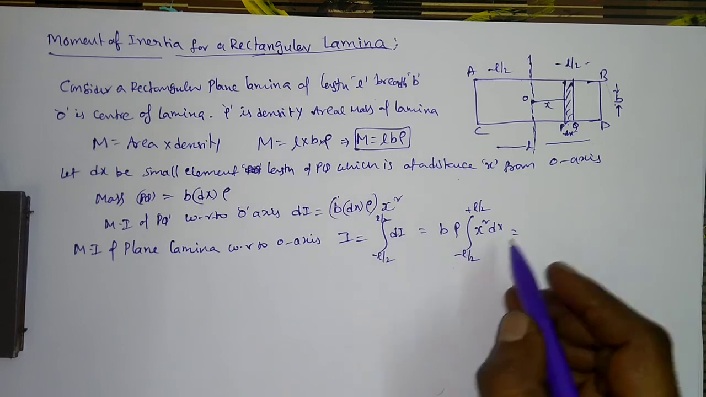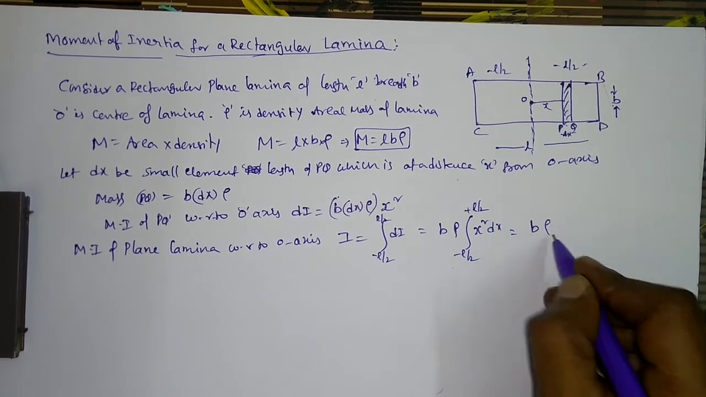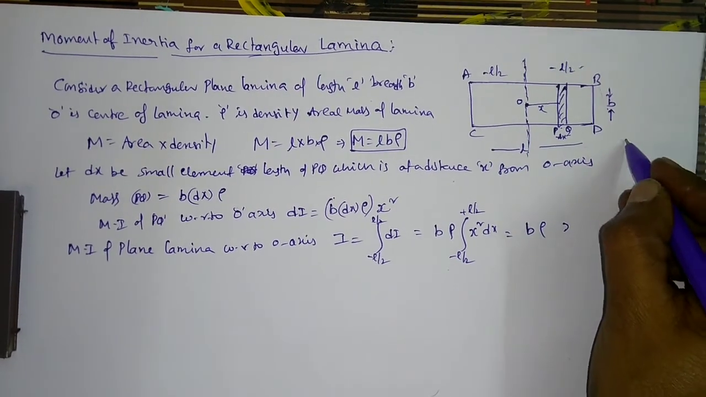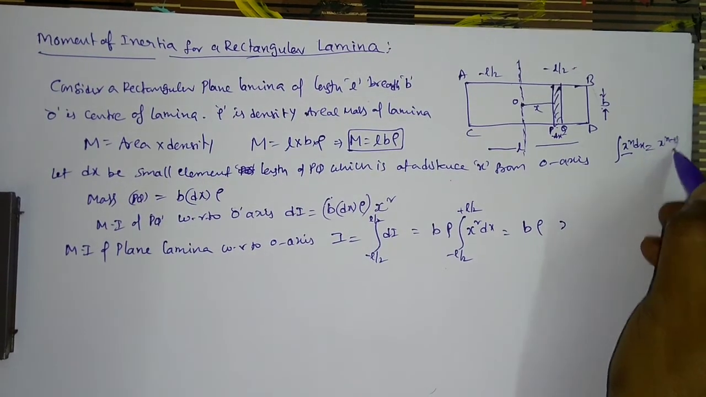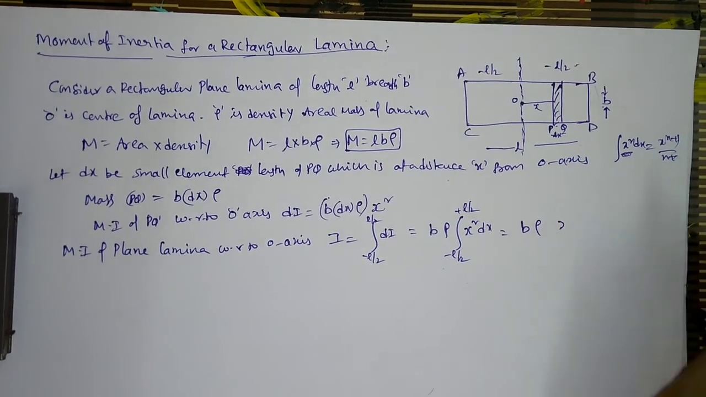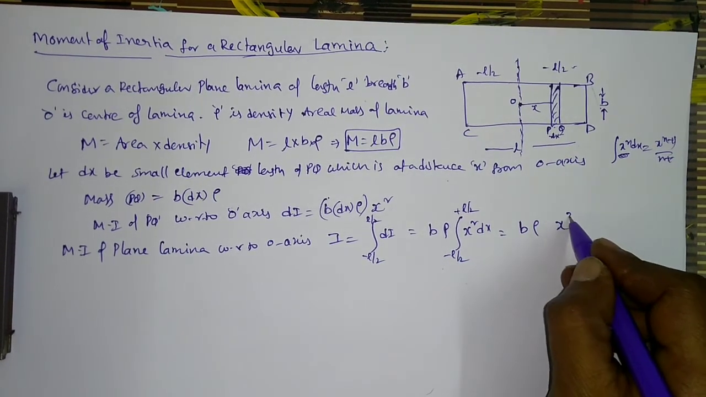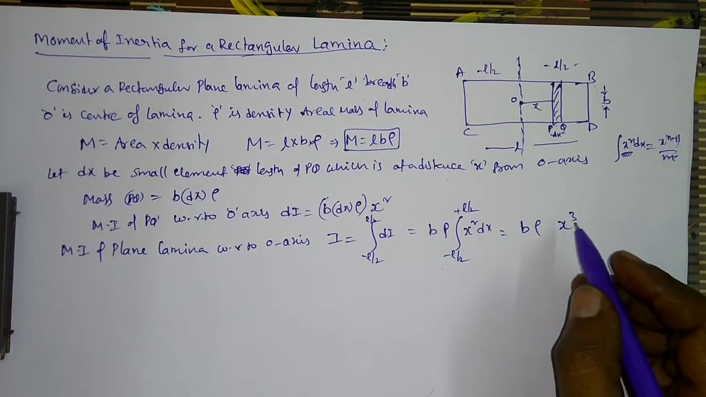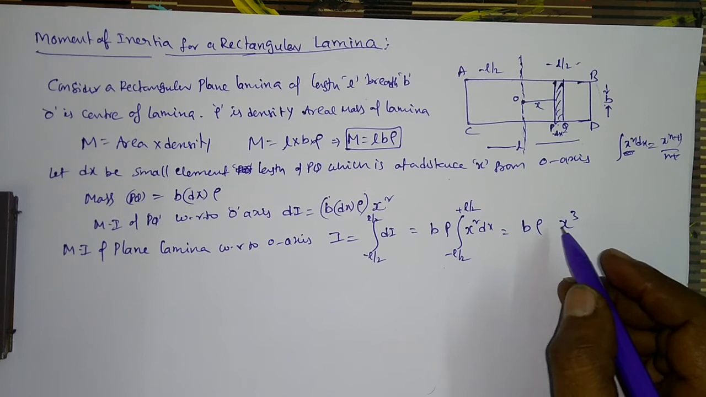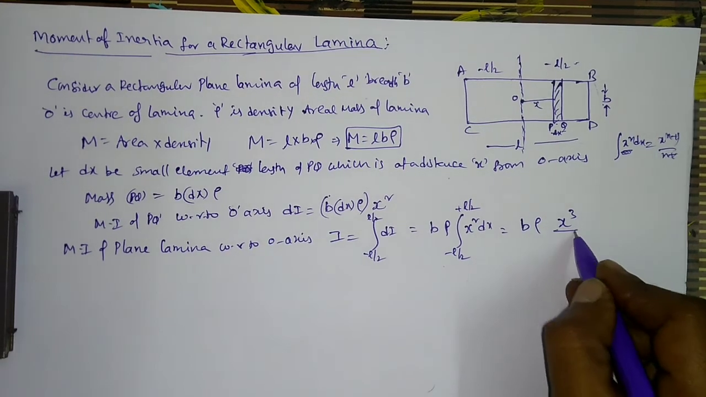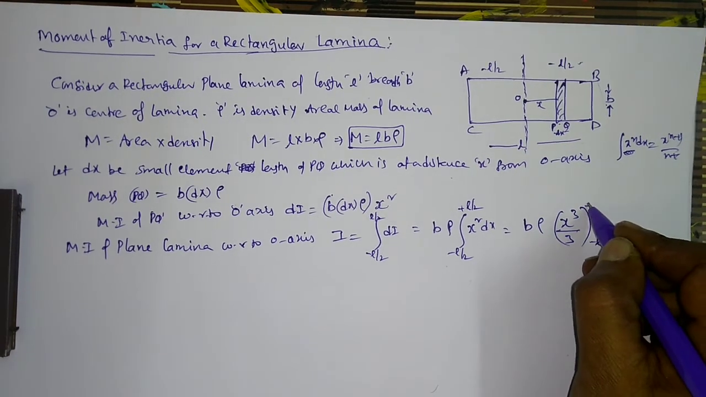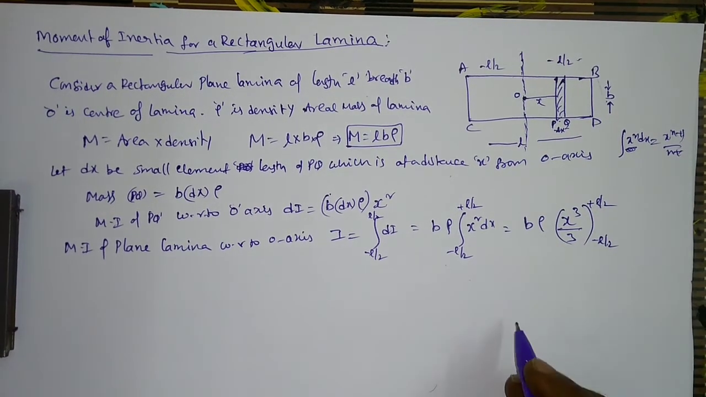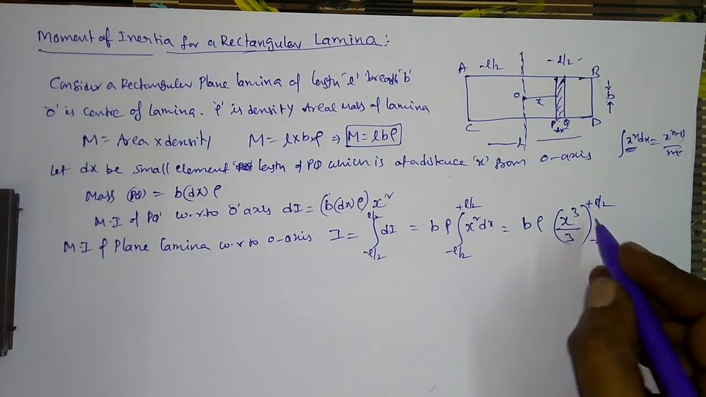That means b rho, this is the formula as usual: integration of x power n dx is equal to x power n plus 1 by n plus 1. That is x power 2 plus 1 by 2 plus 1, that is x power 3 by 3, from limits minus L by 2 to L by 2, so L by 2 minus minus L by 2, plus L by 2 as usual.